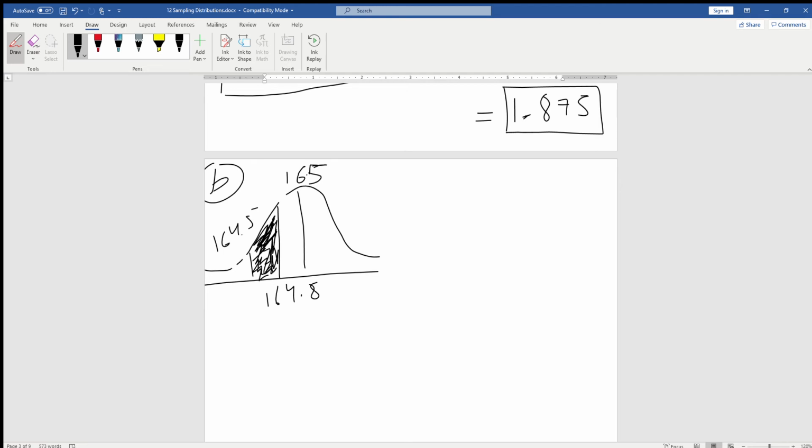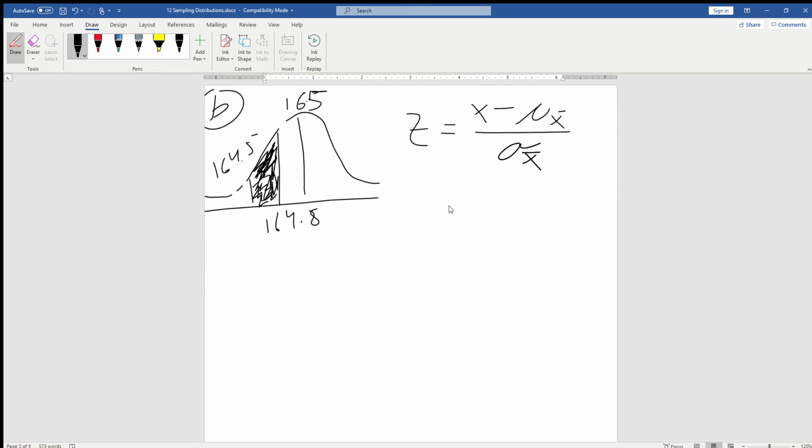Now you may remember from previous lessons that to use the z-score correctly for a between problem, we find the area of the upper, we find the area of the lower, and then we subtract them. Right? So you might remember we had z1 and z2. Now I'm just going to write the formula for z. Z is equal to x minus mu sub x bar divided by sigma x bar. I'm going to do a z1 and a z2.